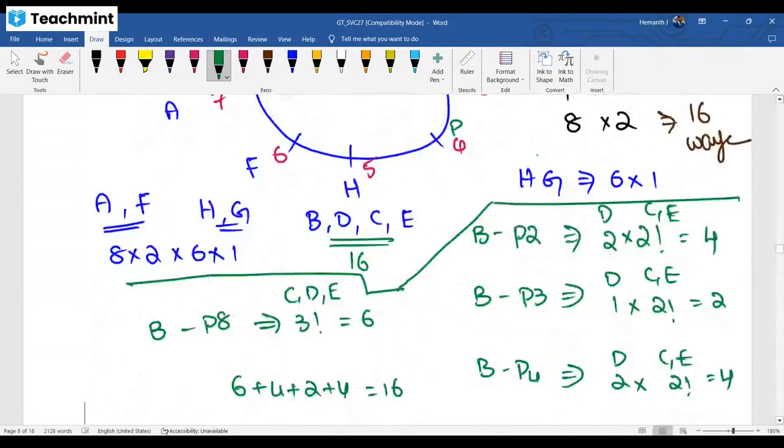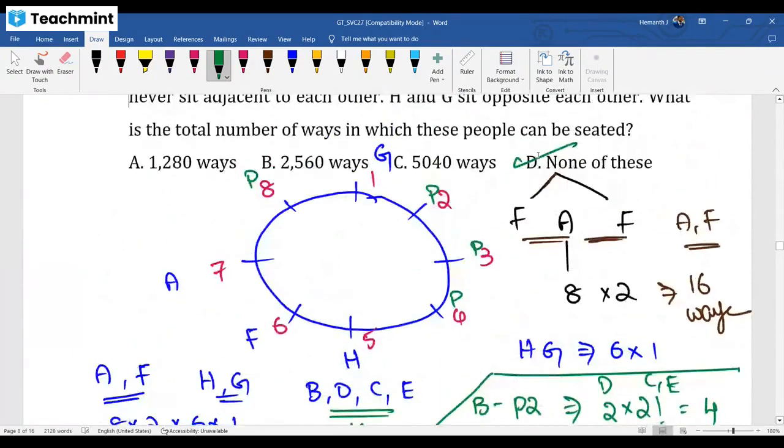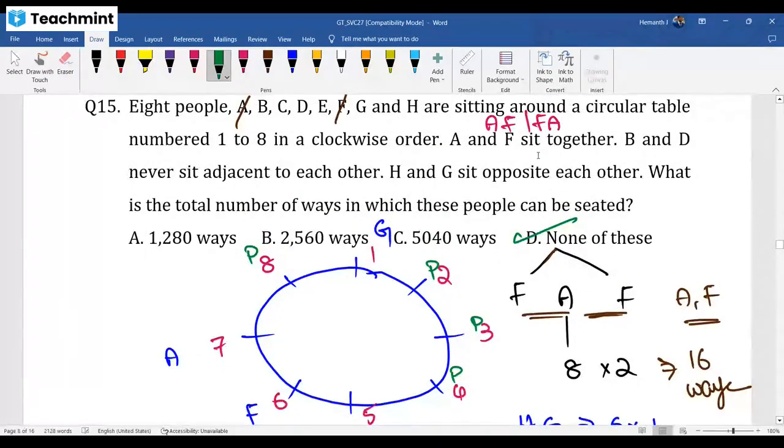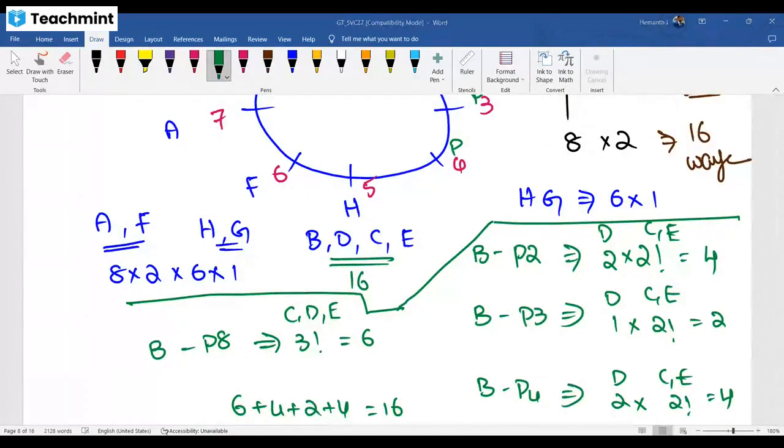If you have any doubt, please let me know. This is the clear procedure we gave on how to approach. First we settled A and F, they said together. Or first you go for H and G, no problem. First settle H and G, then go for A and F, either AF or FA. That's why we already multiplied by two. Among the 16 possibilities, I took one possibility and addressed how you can arrange the remaining people. We got 1,280 to 2,560 as the result. Check once. Hope you got the idea how we solve this.